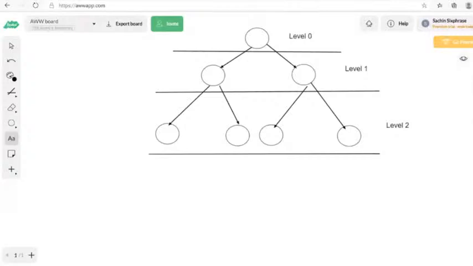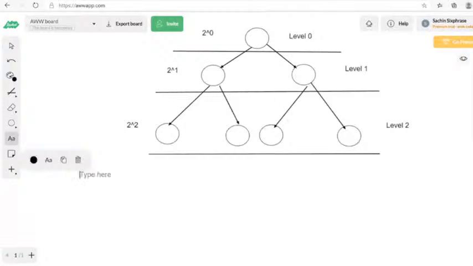Yesterday I made it very clear that in level 0 there will be totally 2 power 0 nodes available. In level 1 there will be 2 power 1 nodes available. In level 2 there will be 2 power 2 nodes available. So 2 power 0 equals 1 node in level 0, 2 power 1 equals 2 nodes in level 1, and 2 power 2 equals 4 nodes in level 2. So whatever your level is, 2 raised to the power of that level gives the number of nodes there.